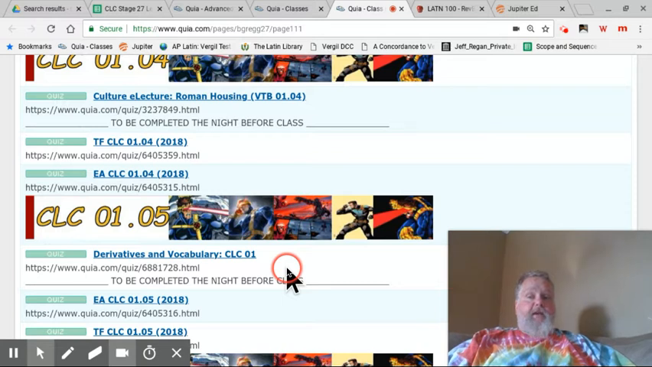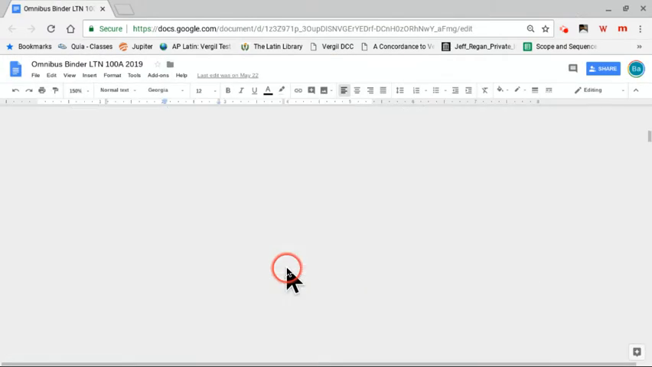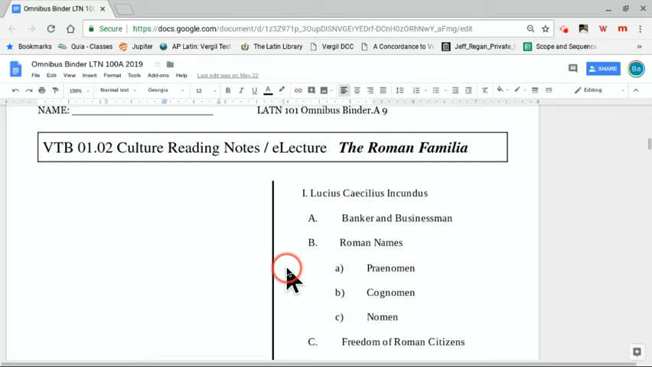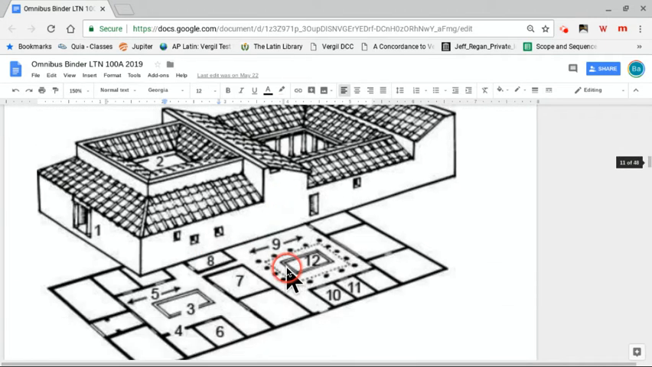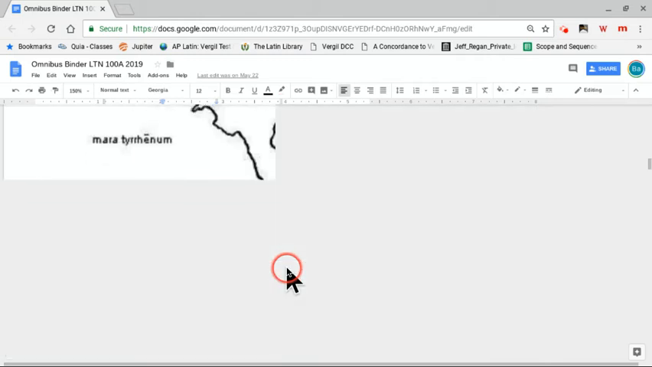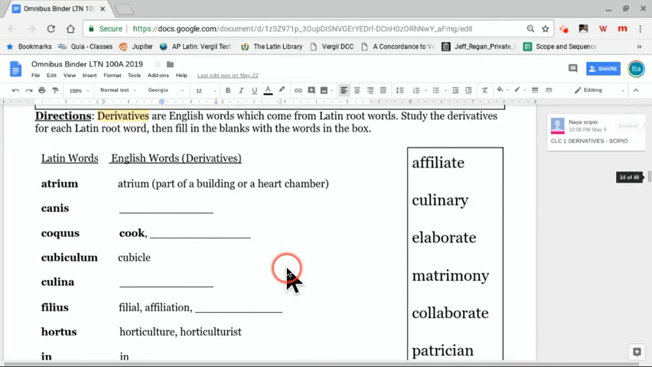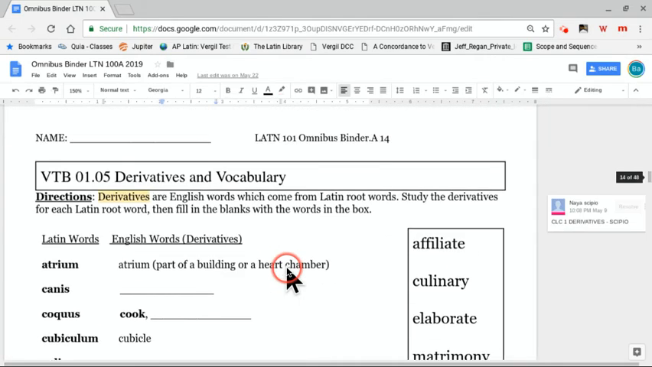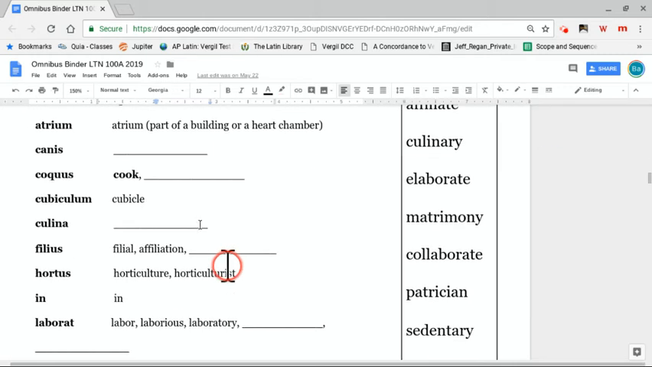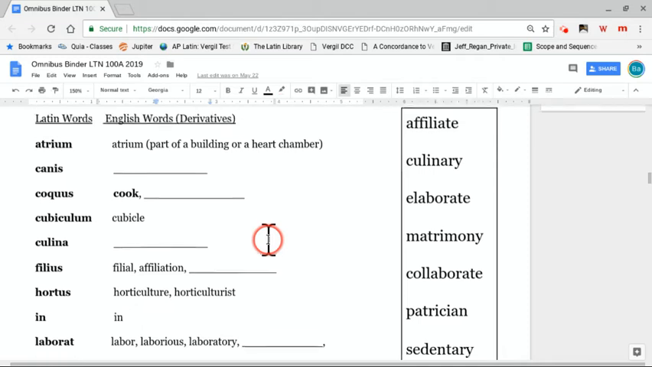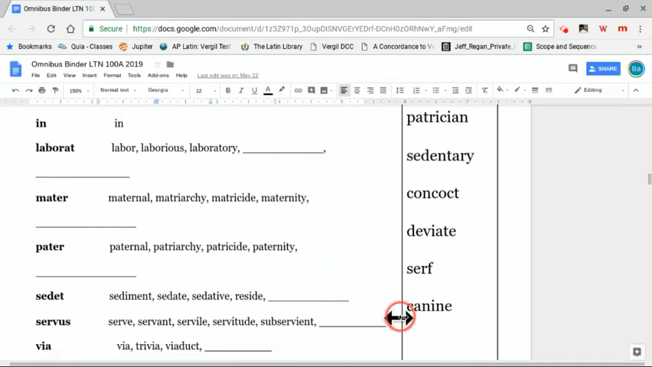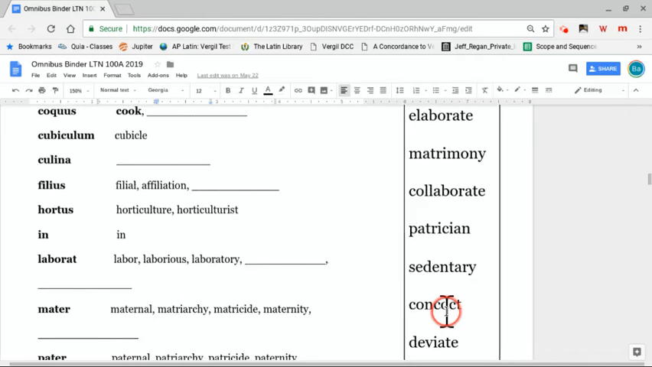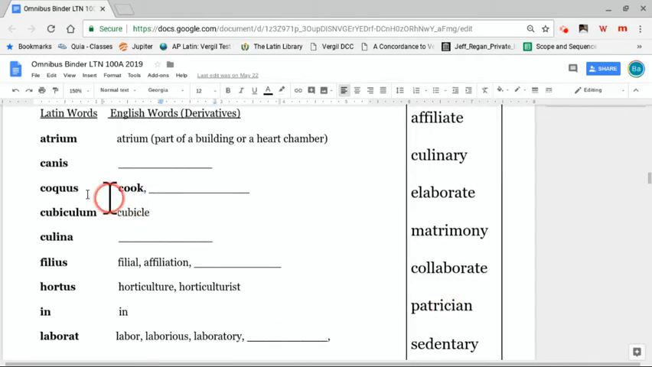Now, when you come to class, I'll be grading your derivatives and vocabulary in your binder. So that means it'll be right here on page 14, derivatives and binder. You're just going to be filling in the words from here. In other words, let's do one together. Canis. What English word comes from canis? Canine. Okay, there's one. How about this one?